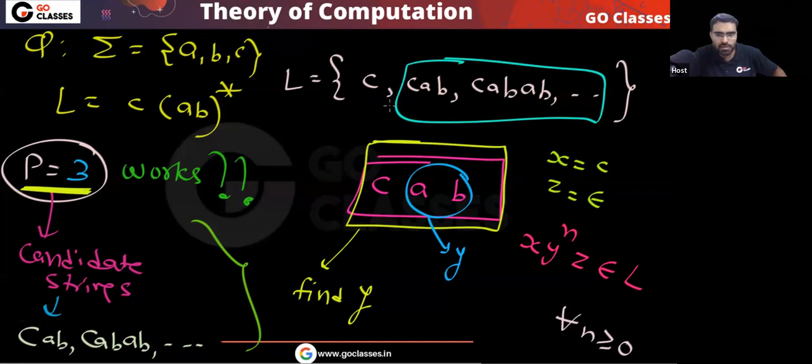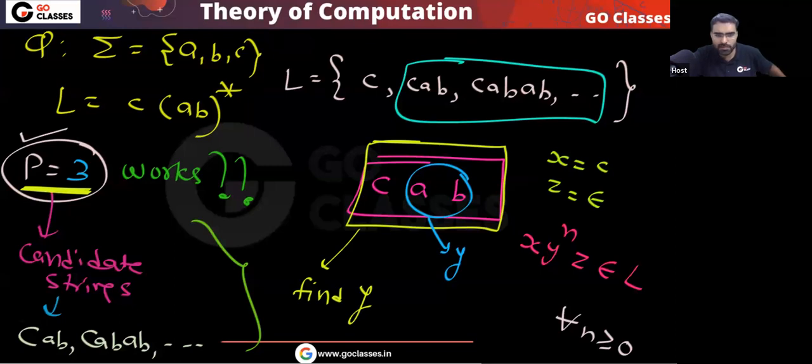See, if I take this power 0, if I repeat this 0 times, then this will be gone. Now the resulting string belongs to L. If I repeat it 2 times, then also the resulting string will belong to L. I can repeat it any number of times, the resulting string will belong to L. So can I say that if you take p equal to 3, every candidate string is pumping?